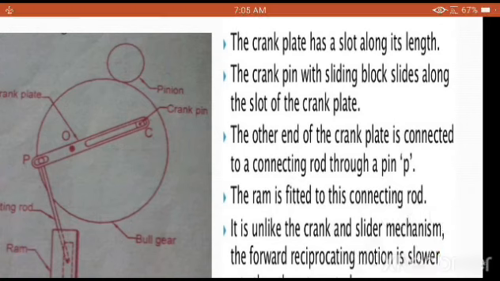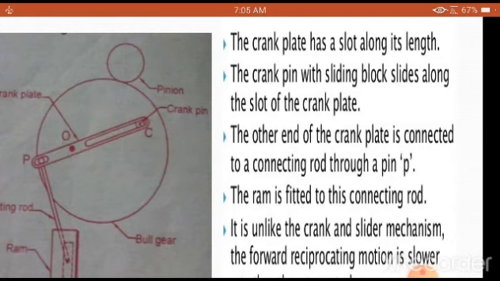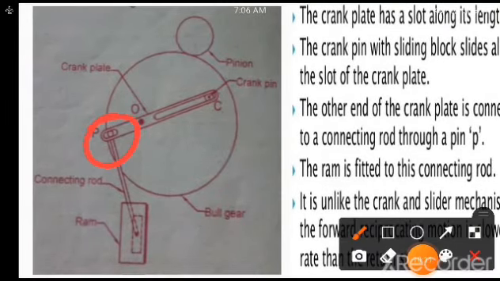The crank pin is going to slide along the slot of a crank plate. The other end of the crank plate is connected to a connecting rod through a pin P, as you are going to see clearly there. This is called a pin P.